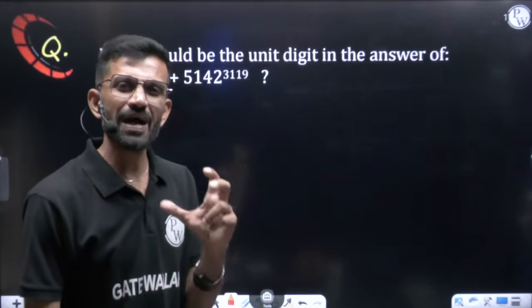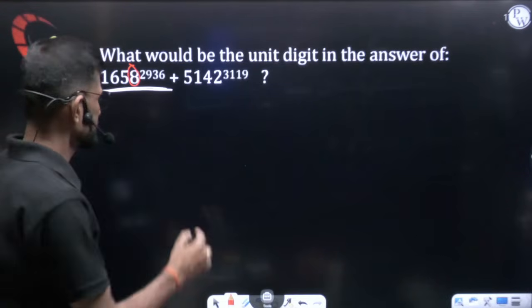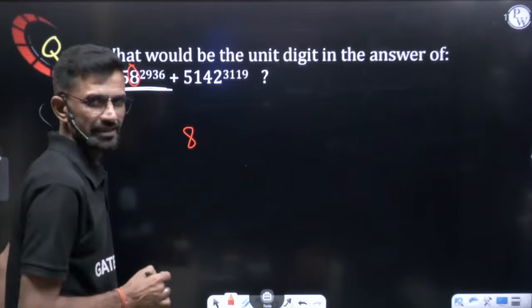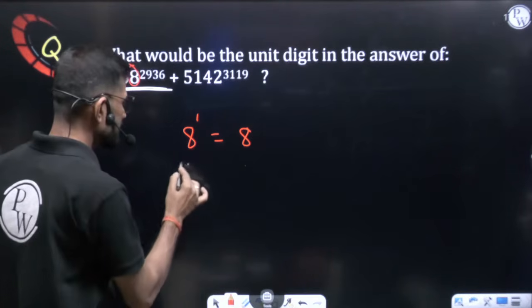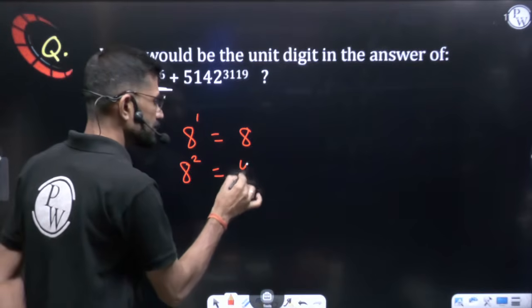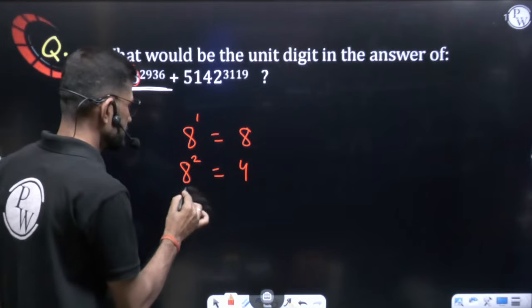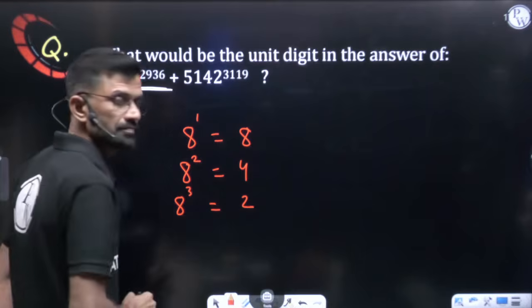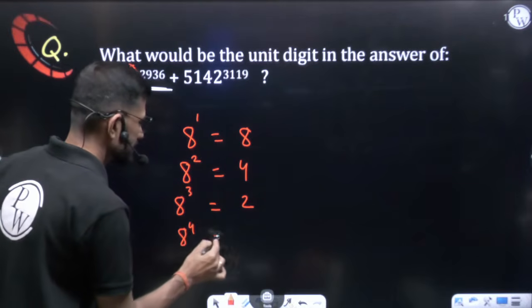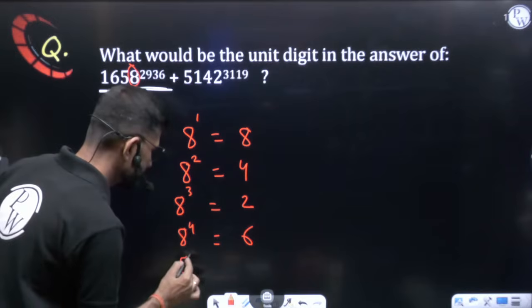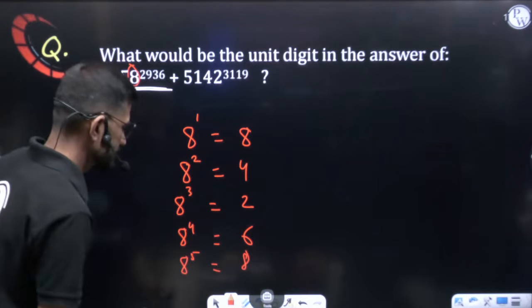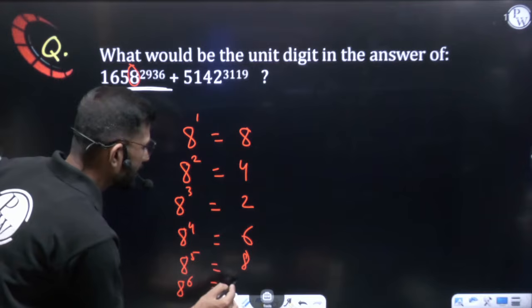We'll see how the unit digit changes for powers of 8. For example, 8 power 1 is 8. 8 square is 64, which means 4. 8 cube will be 2. 8 power 4 will be 6. 8 power 5, again it will be 8. 8 power 6, again it will be 4.